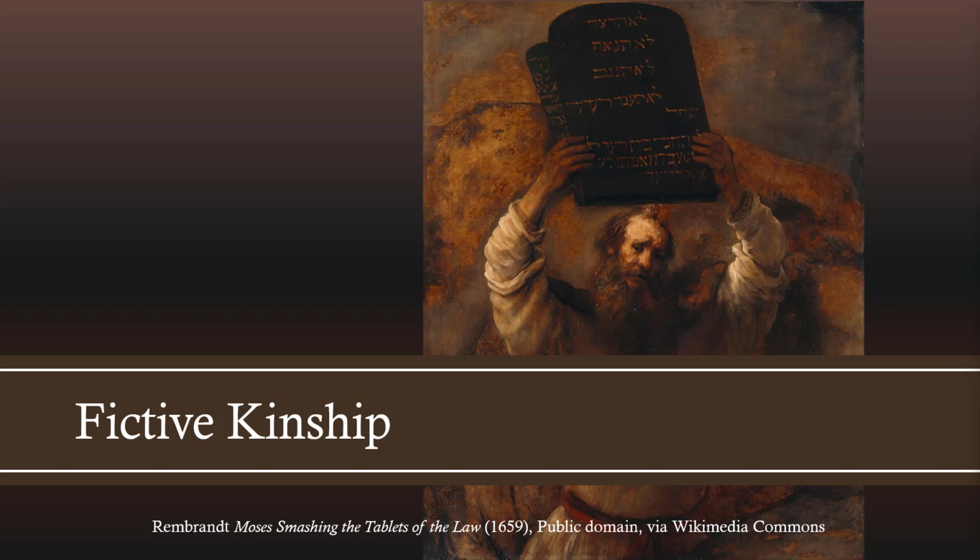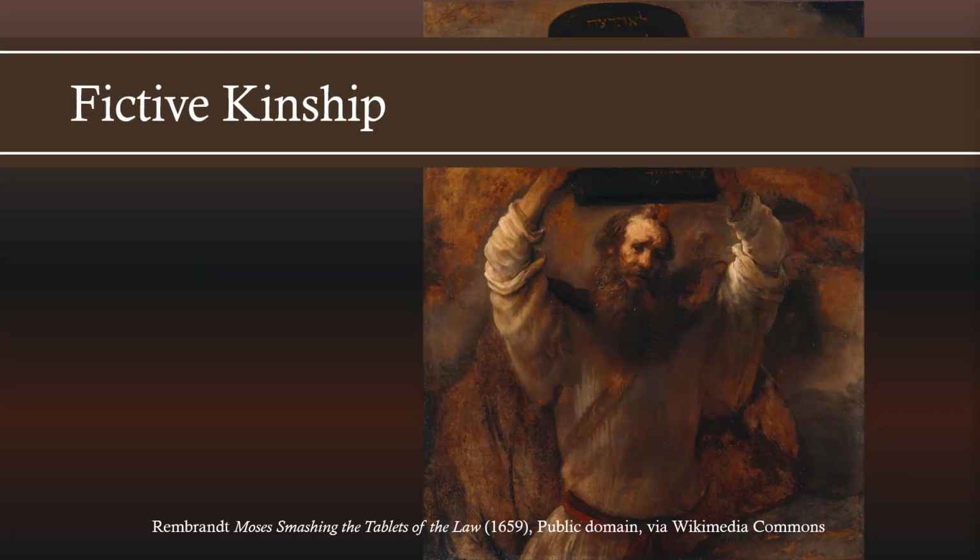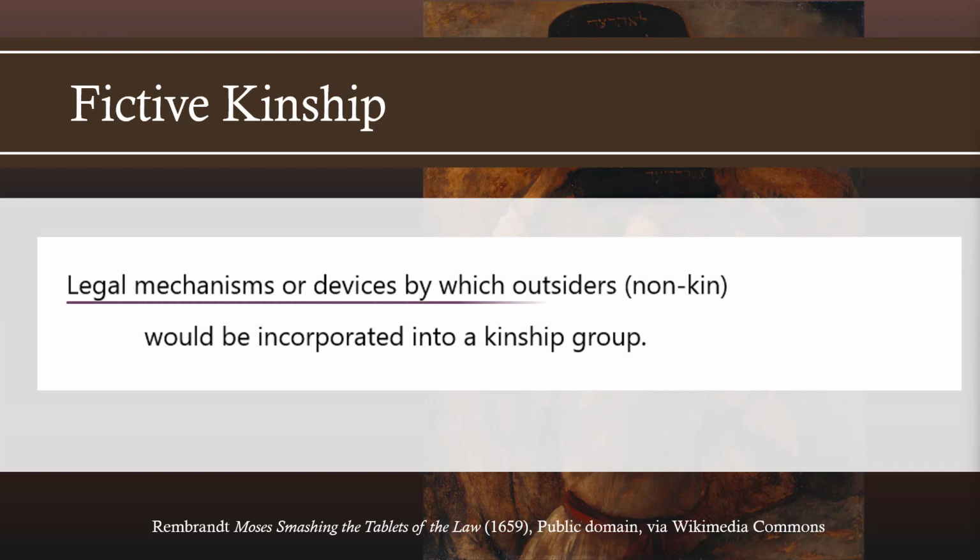Fictive kinship is the idea of creating relationships through a legal mechanism. Here's what it says. It's a legal mechanism or device by which outsiders, non-kin, would be incorporated into a kinship group. So you have a covenant, and what covenant does is it creates fictive kinship, meaning we're not necessarily related, but suddenly we become a family. And there you get the metaphor of God as Father, and we are children of God. We can be adopted or brought into that fictive kinship through a legal mechanism. So outsiders can come into a group that is normally there. And you can see the moment you create that covenant, now you've got a relationship that wasn't necessarily there to begin with. Okay, so that's what covenant does, it creates that kinship.